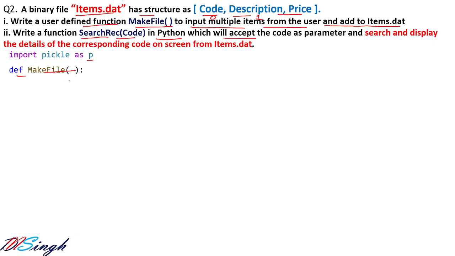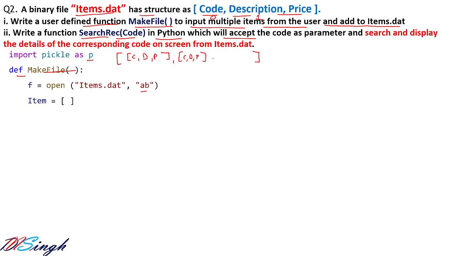And after writing this function header, the next job is to open the file for writing. So we have opened it in append mode because we want to add multiple items into it. Now our job is to take an empty list, in which we are going to put multiple items, and each item has the record structure of code, description, and price. So in this way we are going to prepare this code, description, and price.